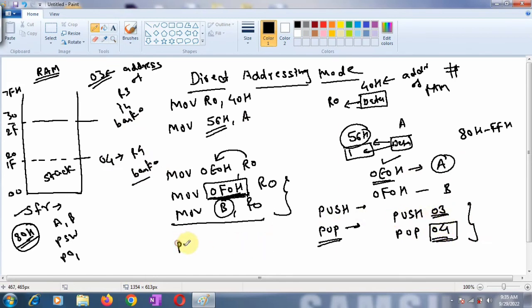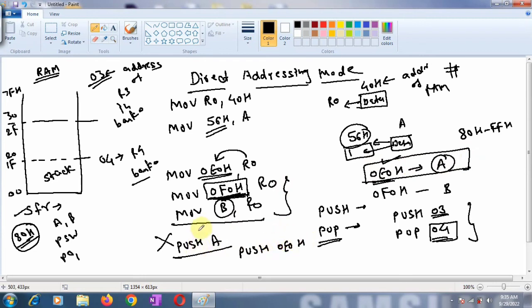If you write the instruction push A, then this instruction is invalid. But if you want to push your accumulator onto the stack, then you can write its address. We know that the SFR address of the accumulator is 0E0. So you can write push, and after that give the address of the accumulator. Push 0E0 is the valid instruction by which you can push the accumulator content onto the stack. Push A is not acceptable, but this is valid because here you are mentioning the address. So this is all about the direct addressing mode.